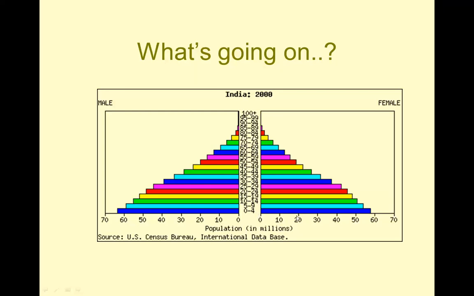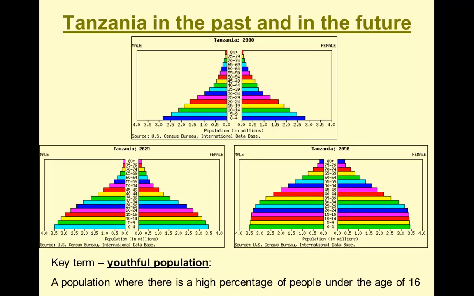This indicates a very high birth rate in this area. The drop off that you get between the 0 to 4 and the 5 to 9 indicates that they've got quite a high infant mortality as well, because when you add both sides up they're losing around 10 million people in that category every year, which is quite a lot. So you need to understand a range of different pyramids.